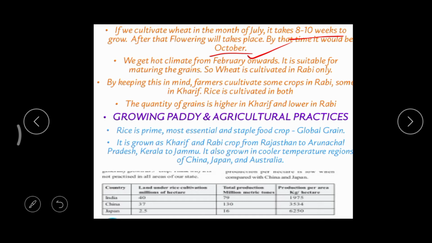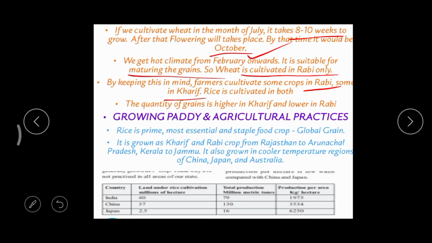So from February onwards we can get a hot climate. That means it's the beginning of the summer season, and we can experience this hotness from the month of February, right? So this hotness is very useful for what? For maturing the grains. Maturing the grains means for the complete development of grains, this hotness is very, very important. So that's why wheat is cultivated in the Rabi season. Otherwise, if you go for the other one, that is Kharif, then there will be total spoilage. Correct.